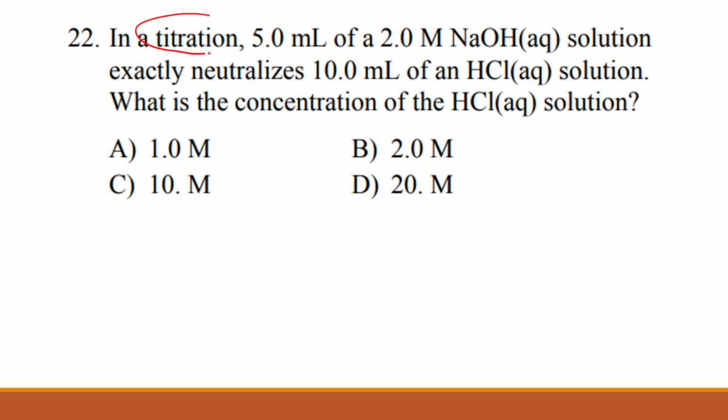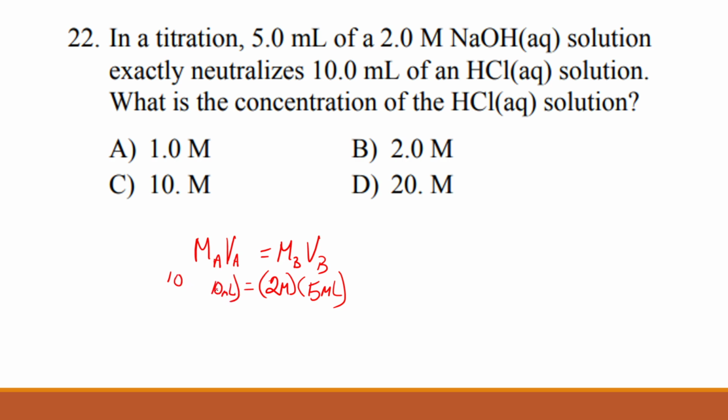Right. Here they tell you titration, they tell you neutralize. You know you're dealing with acids and bases. They specifically tell you titration this time. So, right off the bat, you can know that MAVA equals MBVB, taken right off of Table T. You're going to plug in your information. You know 2 molar base, you know 5 milliliters of base, you know 10 milliliters of acid, and you do not know the molarity of the acid.